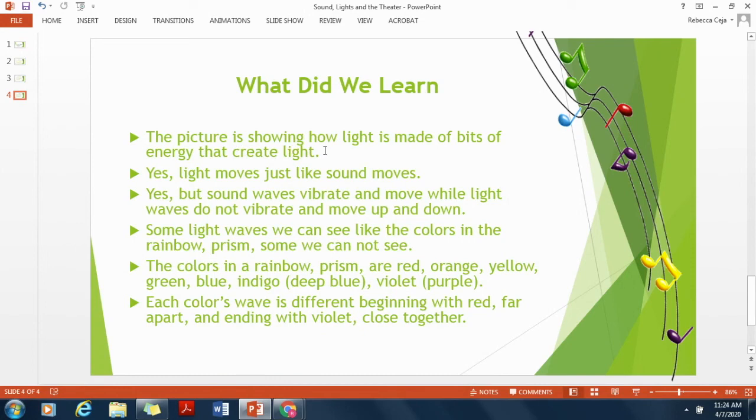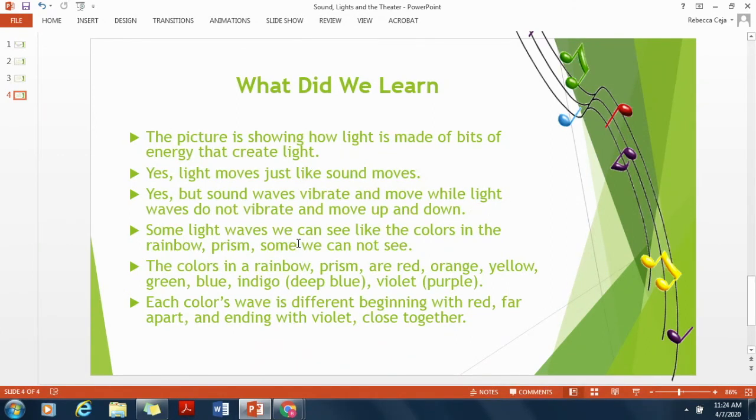The picture is showing how light is made of bits of energy that create light. Then we learned that yes, light moves just like sound moves, except we know that light moves up and down. We do know that yes, it moves, but sound waves vibrate and move, while light waves do not vibrate and they move up and down.